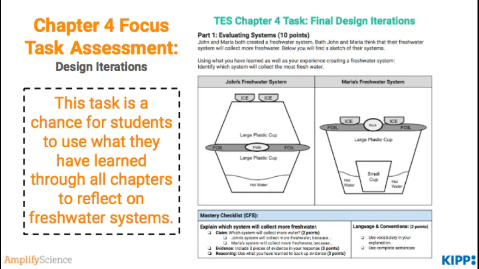The question is this. John and Maria have both created a freshwater system. Both John and Maria think that their freshwater system will collect more fresh water. Students need to decide whose system will collect the most fresh water. Take a moment to try this task for yourself. Pause the video and take task 4.